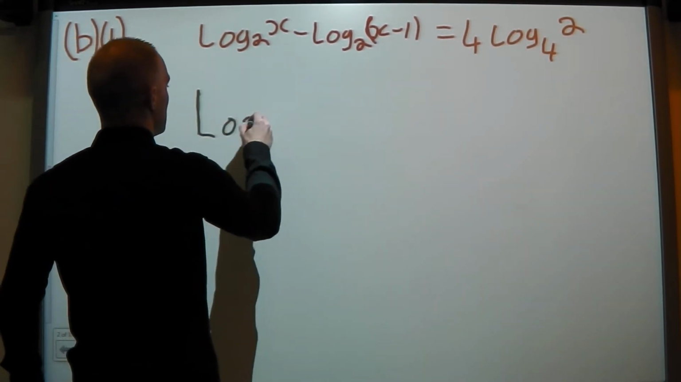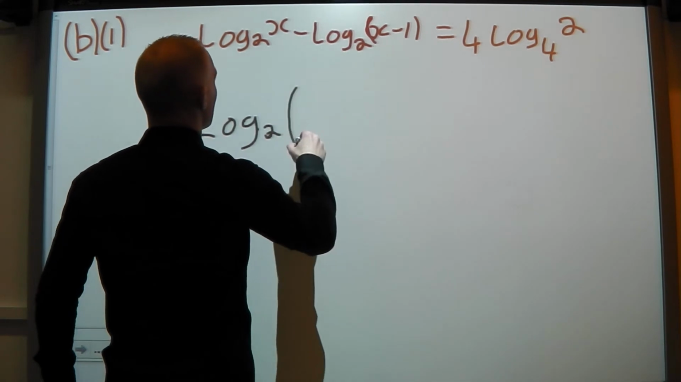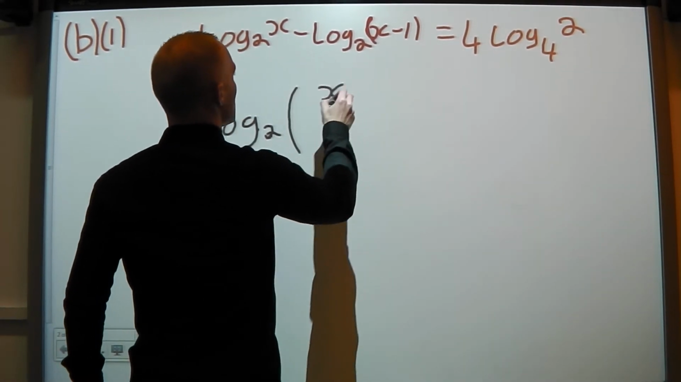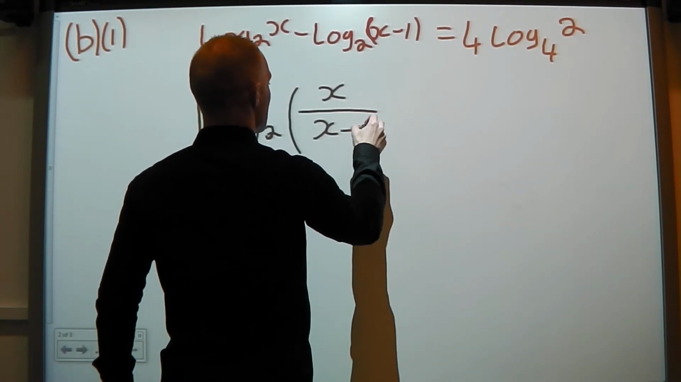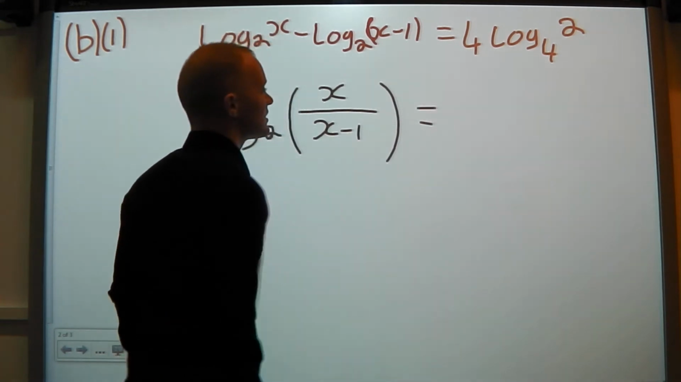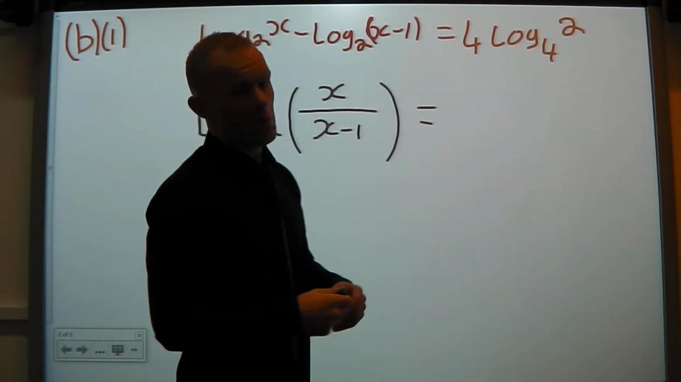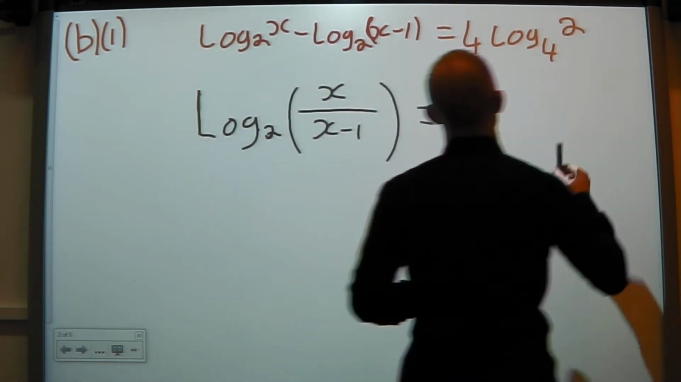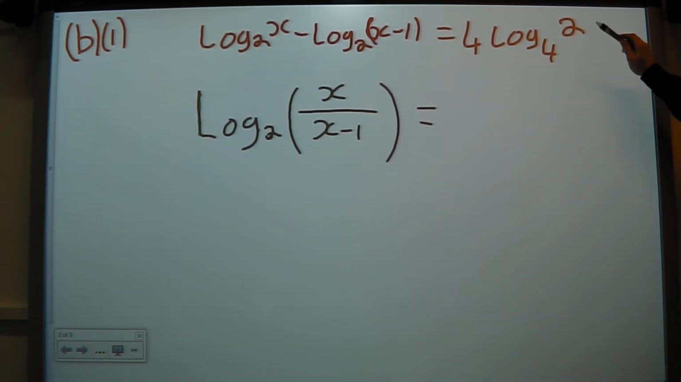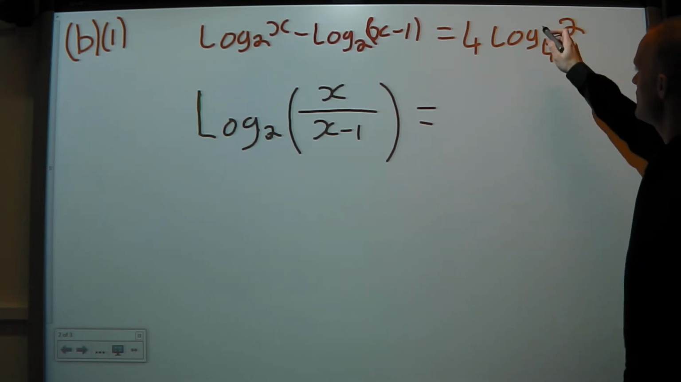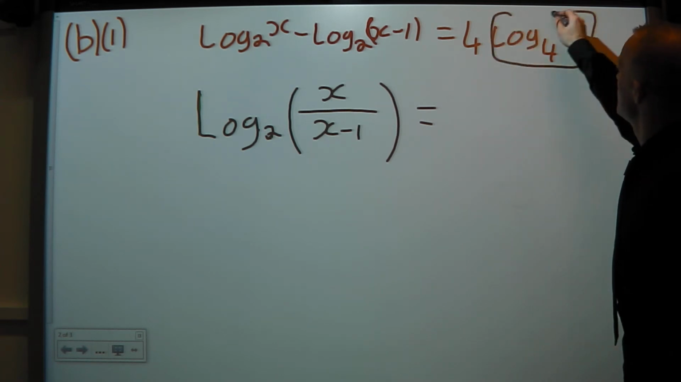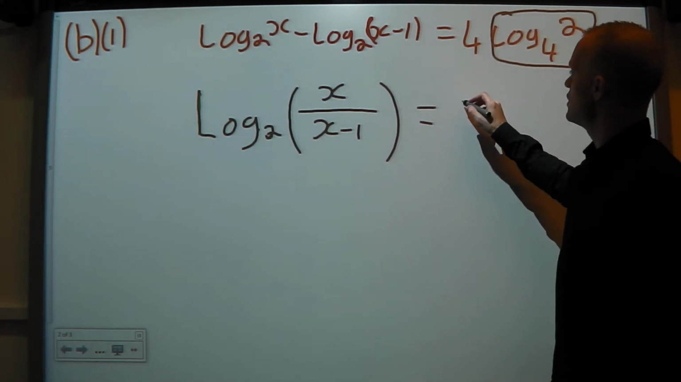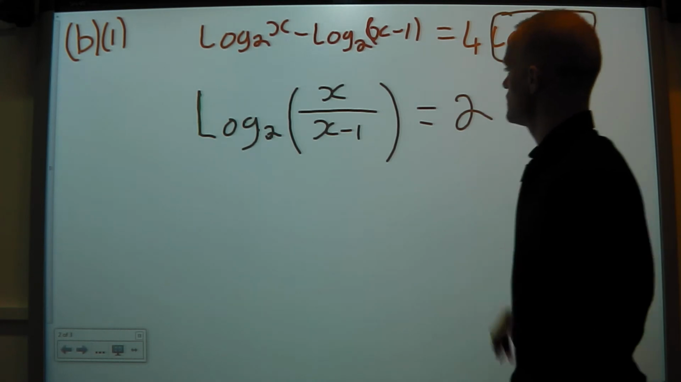So we go log to the base 2 of x all over x minus 1 is equal to, now, remember what we were saying about the example over here. If we look at this here, log 4 to the base 2. So 4 to what power will give us 2? Now that's a bit tricky, but square root of 4 is obviously 2, so it's 4 to the power of half. So this whole answer here is equal to a half. So that's equal to 2 on the right hand side, because half of 4 is 2.